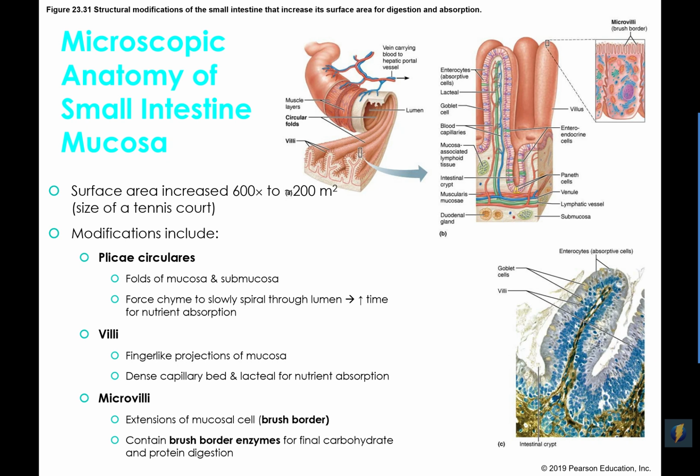So these three modifications, the plicae circulares, the villi, and the microvilli, increase the surface area of your small intestine about 600 times its original size. It's about the size of a tennis court. So you basically have a tennis court of surface area in your small intestine, which is a lot.